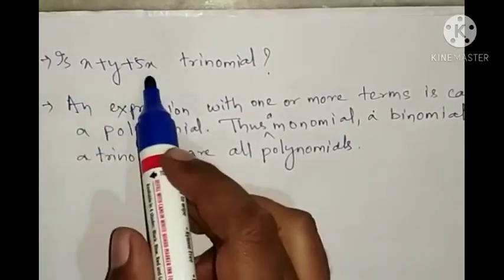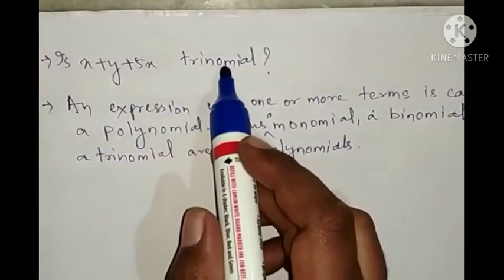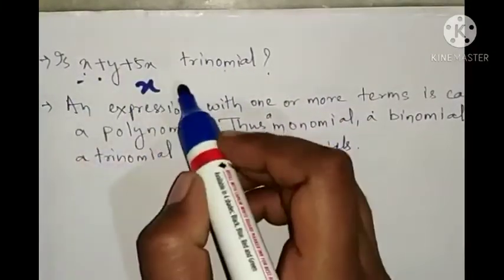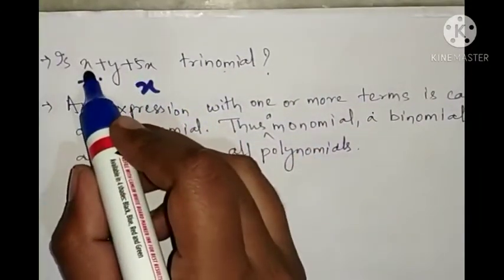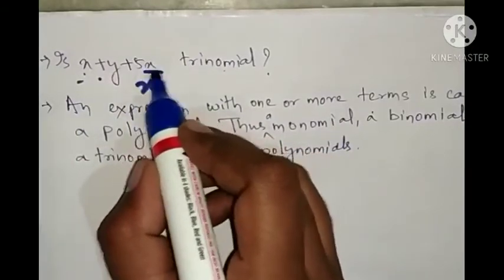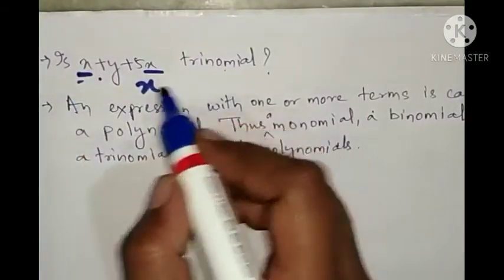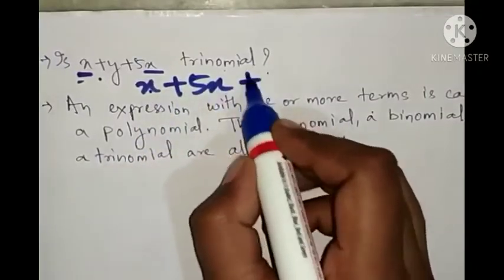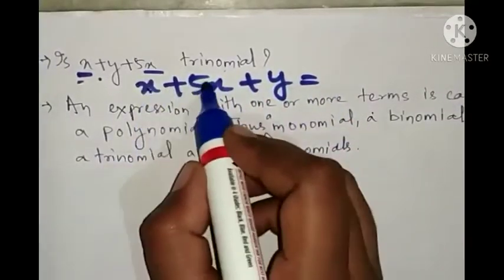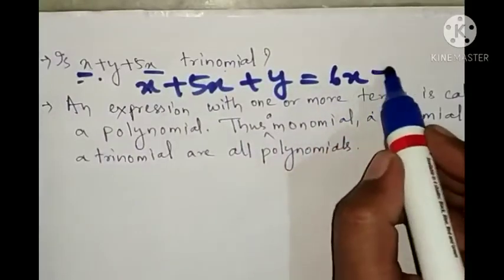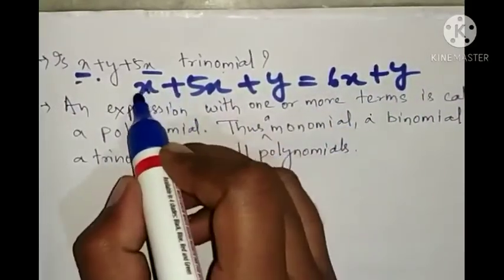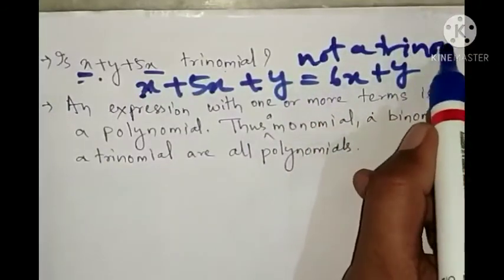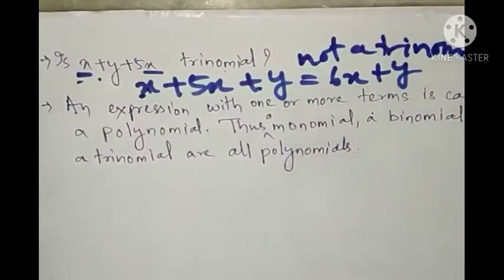Is x plus y plus 5x a trinomial? Look here. x is one term, but 5x also has x. They have the same variable, plus y. So x plus 5x is equal to how much? 6x plus y. So this is not a trinomial. This is a binomial.